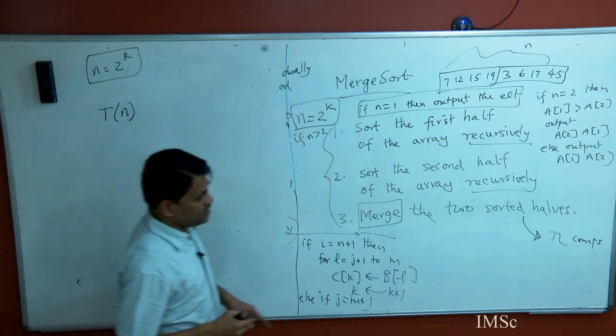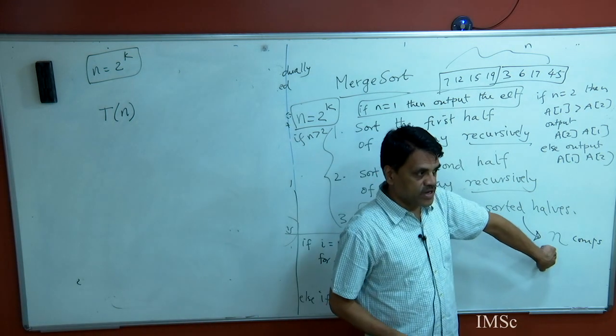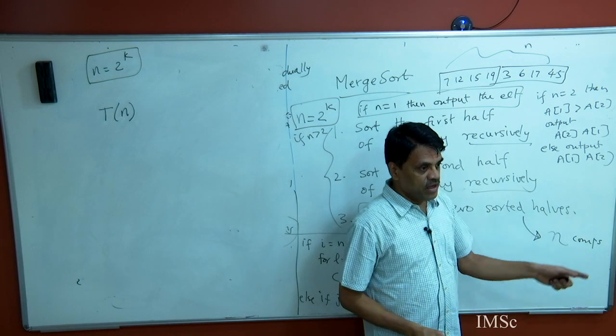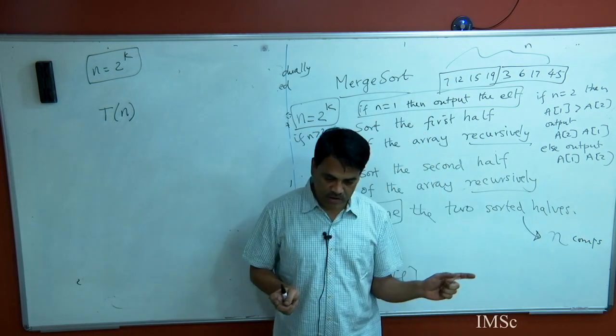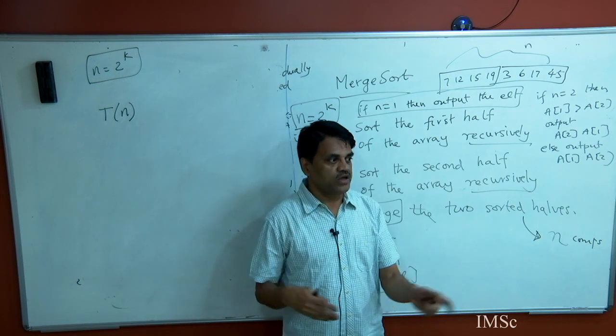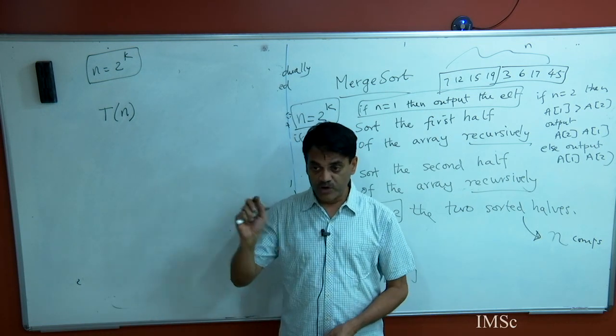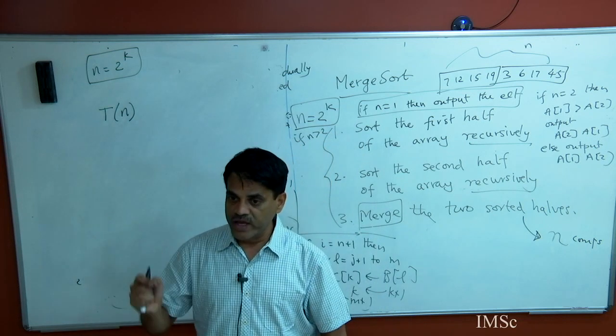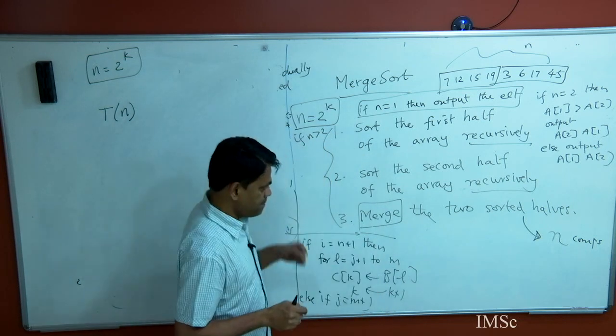Why is it worst case? Because this is worst case n comparisons. Remember, for merging, there are times where maybe n by 2 comparisons are enough, because if the first array has run out, that's the number of comparisons we made. So, here is a key thing we are looking at in the worst case.